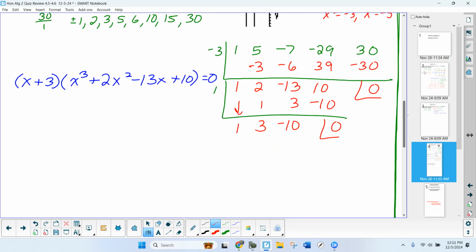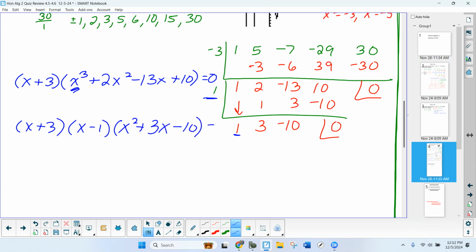Okay, so now I had the x plus 3. This factor becomes what? X minus 1. And then you started with x to the 3rd, so this would be 1x squared plus x minus 10. So now I'm going to say, okay, I have a trinomial. A is 1, so it's easy. Is there anything, Jillian, that multiplies to give you negative 10 and adds to give you 3?